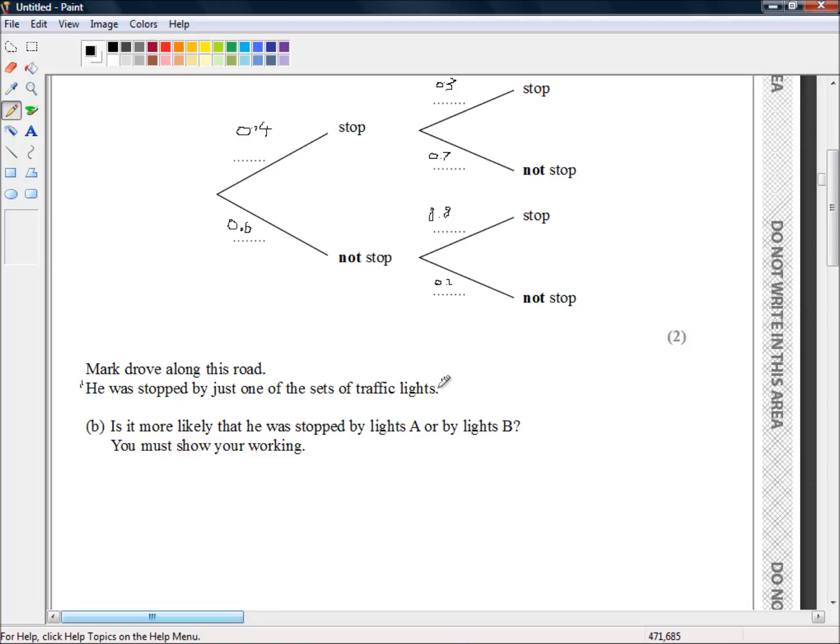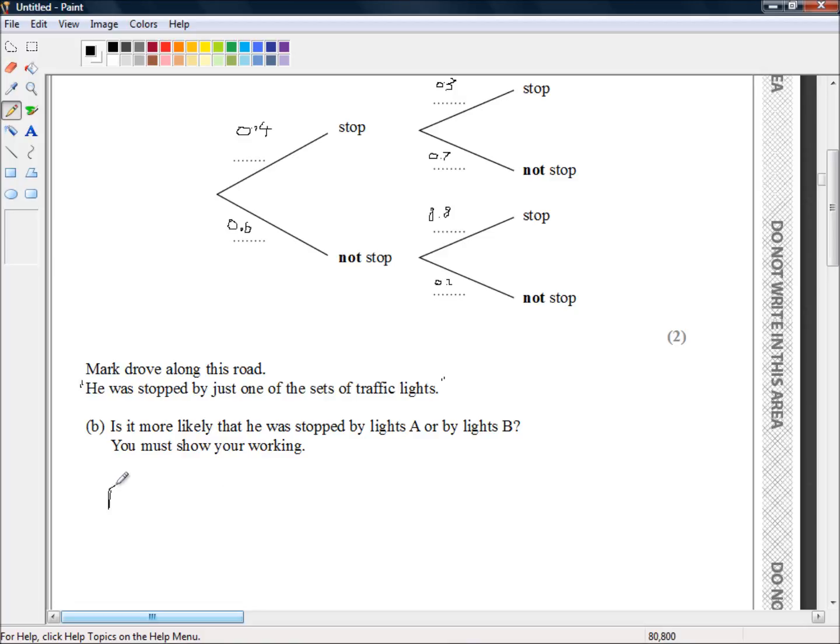For one thing, it would be too simple. And for another thing, I took a sneak peek at the marking guide because I was a little bit confused about this statement here. I think what they actually meant to say was calculate the probability that he was only stopped by one of the lights, and calculate the probability that that one was A, and calculate the probability that that one was B. So what we're actually comparing is the probability that he was stopped by lights A and not stopped by lights B.